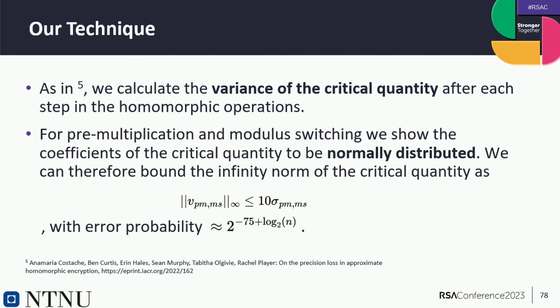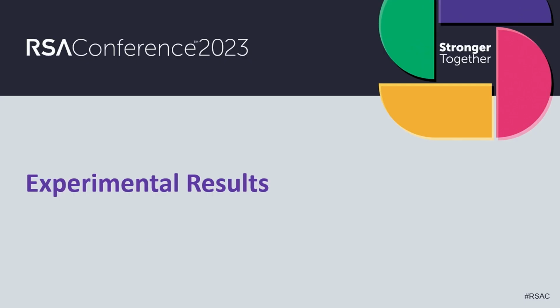Then essentially proved that after most operations, this random variable is distributed like a normal variable. And then we can just bound the infinity norm by 10 times the standard deviations with a failure probability of 2 to the minus 75 plus the logarithm of the ring dimension. Okay, so then we merrily went off and calculated all the variances through the circuits. And then as a sanity check, compared that to experimental results.